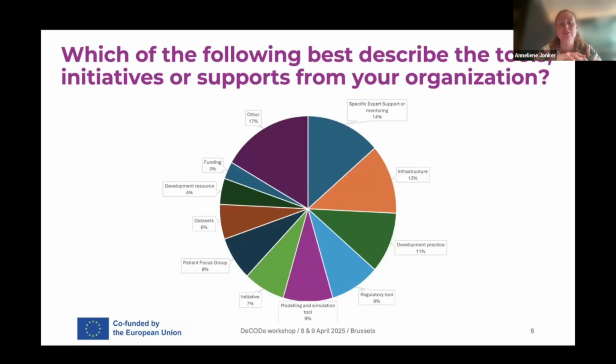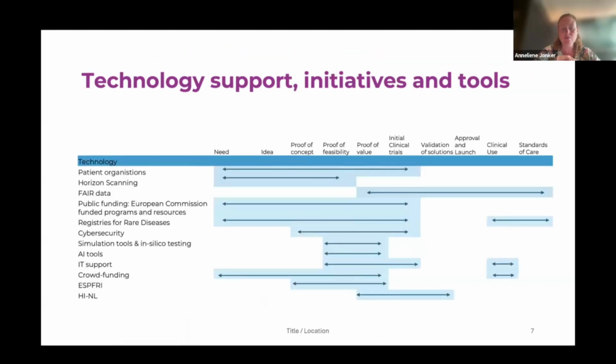We've had over 200 different initiatives, tools, and supports that are out there, and that all together cover, as you can see on the slide, quite a lot of different topics: anything from funding, infrastructure, development practices, regulatory, to patient support. And the question really was, if we're using the GAITS framework, how do we use them best? And how can we, on that GAITS framework, really work with the different tools and incentives?